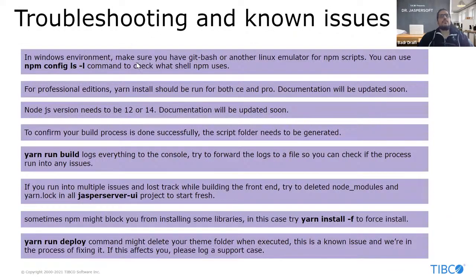And this is just troubleshooting some known issues. Please, you can read them. Just some mismatch between the documentation and the actual scripts, especially for Windows. But we covered this in this session. So the documentation will be updated soon. The yarn run deploy. There's also some insight if you run into issues doing yarn install, you can use install -f, and also how to make sure that on Windows you are using git bash or another emulator script instead of the Windows own command prompt script.